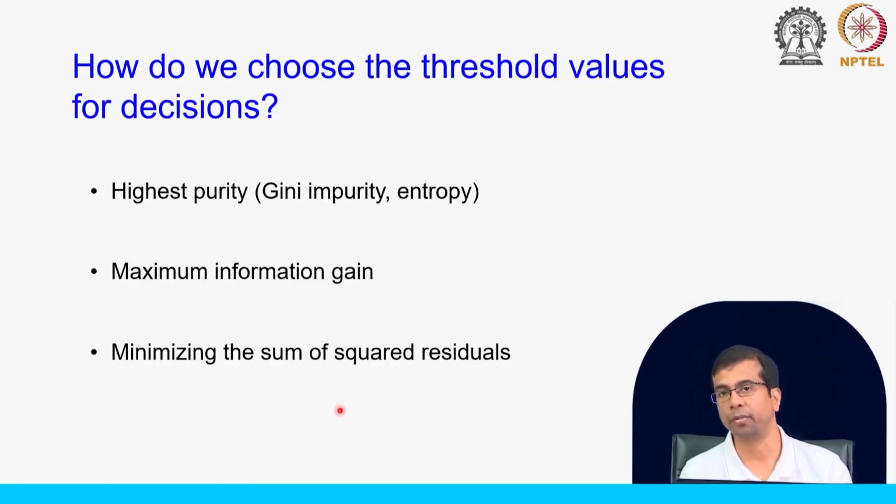For classification trees we can simply use highest purity, for example gene impurity or entropy, or maximum information gain, as our measures for choosing these thresholds. For regression trees, we again vary these thresholds and see where we minimize the sum of squared residuals. So, these two parameters are very important in decision trees: the root node and the threshold where we make yes and no decisions. This can be done using measures like gene impurity, entropy or information gain for classification trees, and for regression trees, where we are predicting values, we try to minimize the sum of square residuals. Based on this we can build the tree.